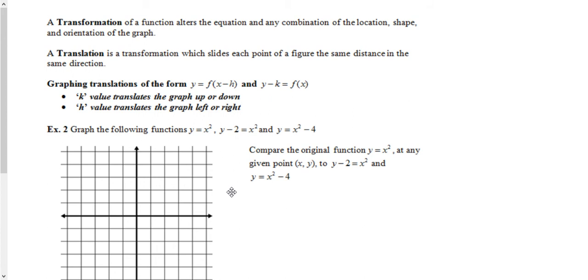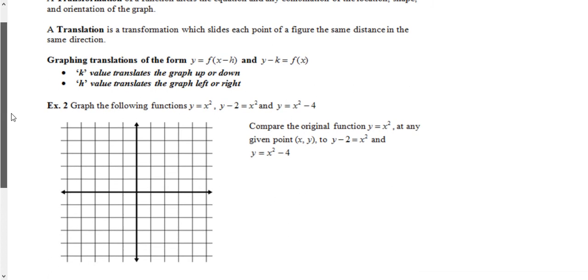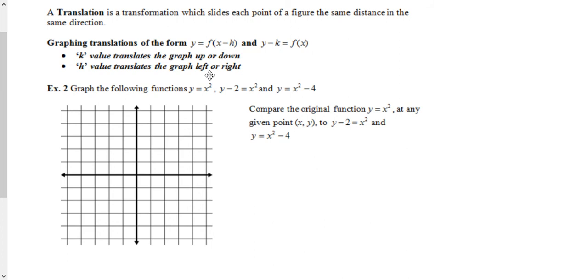Today's lesson is on translations. What is a translation? It's basically part of a transformation. It's how we move a graph around. In this case, a translation is how we're going to move a graph either up or down versus left and right. We have some special variables that we're going to denote to tell you which direction we're moving, either up and down or whether we're moving left and right.